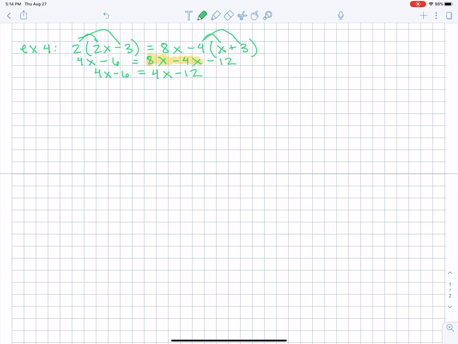Move your x's to one side. I usually move it to the left side, but it's up to you. What's so interesting about this one is that 4x minus 4x is 0. So the only thing that you are left with is negative 6 equals negative 12. But negative 6 for sure does not equal negative 12. So when this happens, we say no solution.